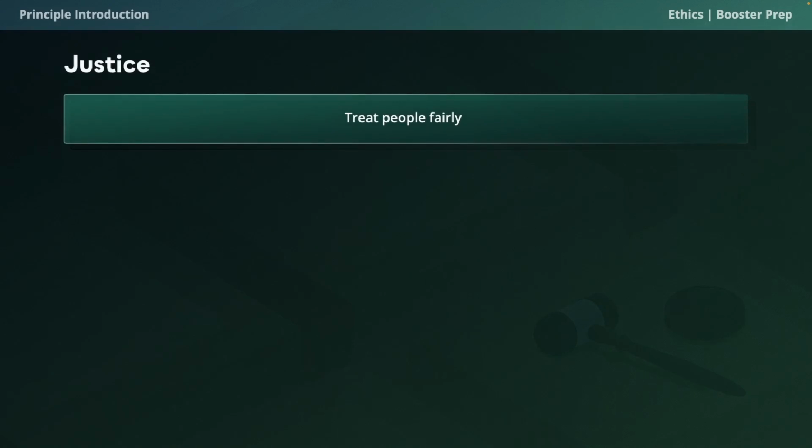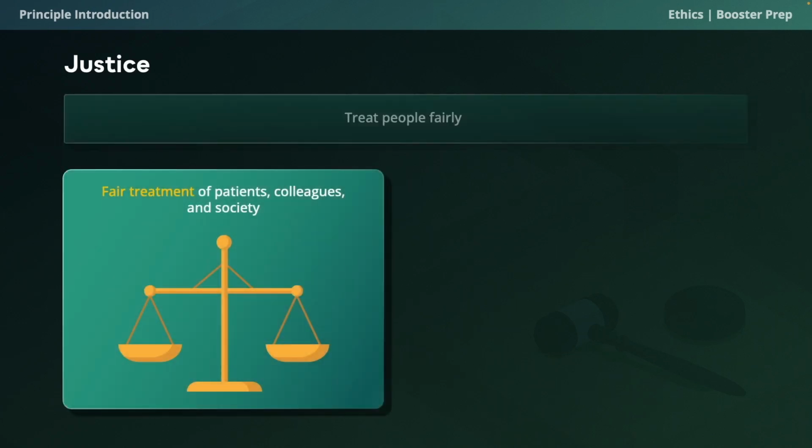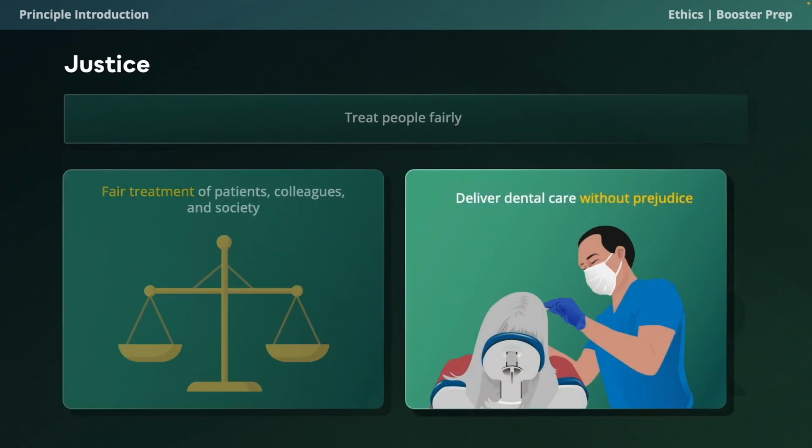Like I said, the main concept of justice is to treat people fairly, and this principle boils down to 2 main points. You must implement fair treatment of patients, colleagues, and society, as well as making sure you deliver dental care without prejudice. An example of a breach in justice would be canceling one patient's appointment to see another patient in that time frame who you feel is more important, such as a politician or popular athlete. This is not fair treatment to that patient who originally had that appointment.